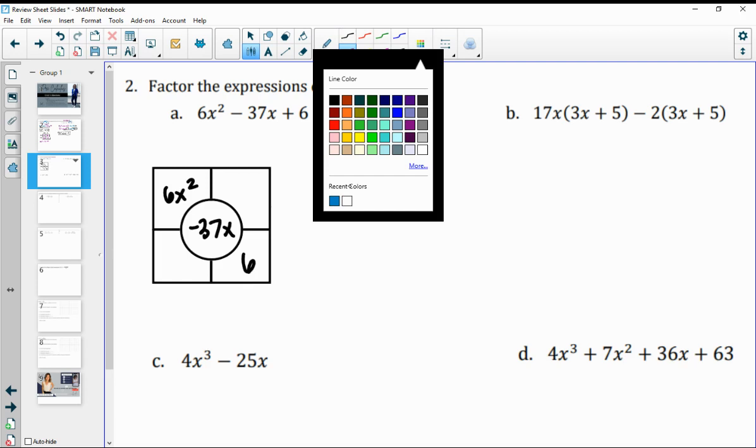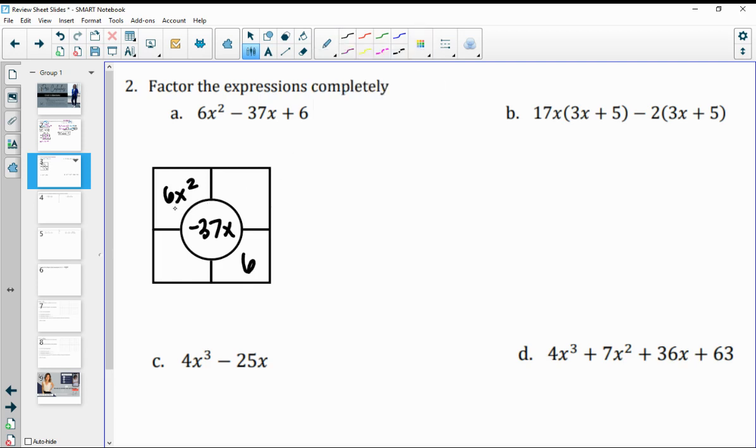So then you're going to want to multiply these terms, the 6x squared and the 6. So that's 36x squared. And then you find the factors of this number that add to negative 37. So it needs to multiply to positive 36 and add to negative 37. So that's going to be negative 36x and negative 1x. So you can put these in these corners however you want. I'm going to put the negative 1x on top here and the negative 36x down here.